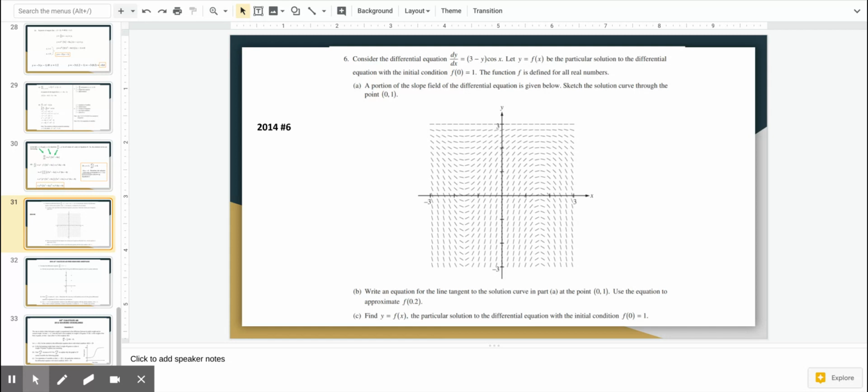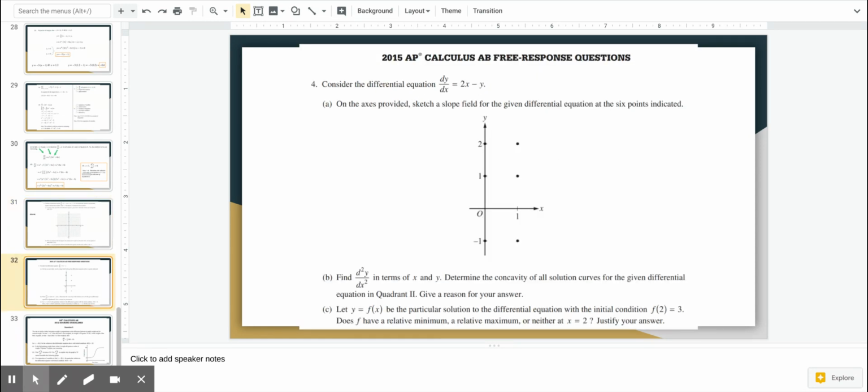Okay. For 2014, you can see this is one that you have to sketch the slope field. So that's something we did and had success with, I think. Part B, there's that equation of the tangent line. You have to use that to approximate. So that's part A of the problem that we just went over. And then part C is finding a particular solution.